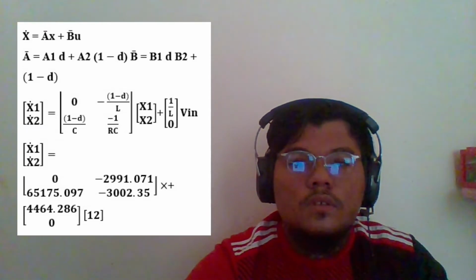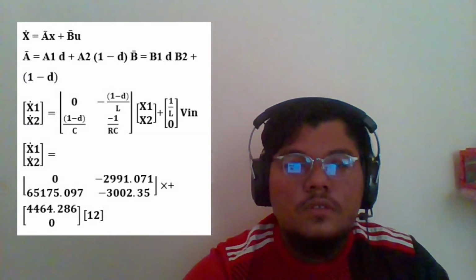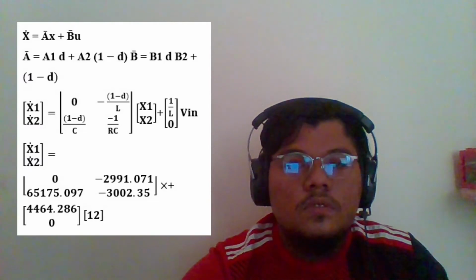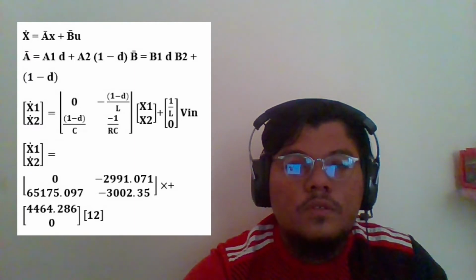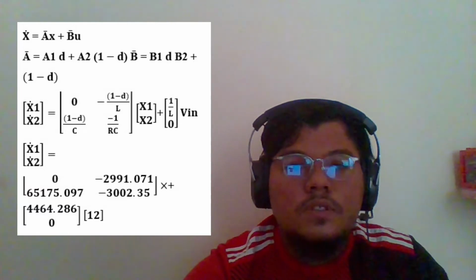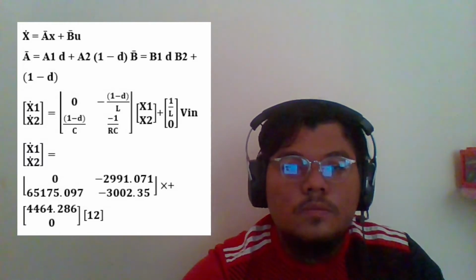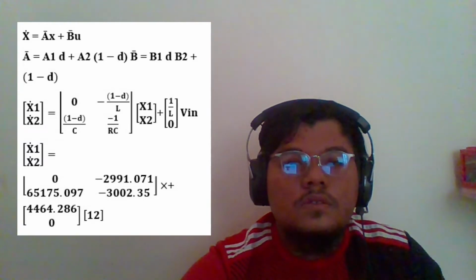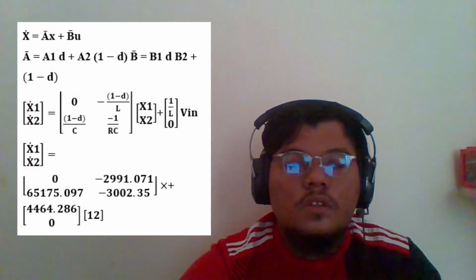x1. We can use the equation: [x1 dot, x2 dot] equals [0, negative (1 minus d) over L; (1 minus d) over C, negative 1 over RC] times [x1, x2] plus [1 over L, 0] times V in. Then we can calculate for the average.